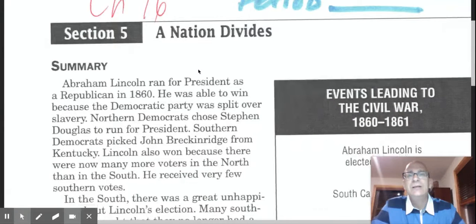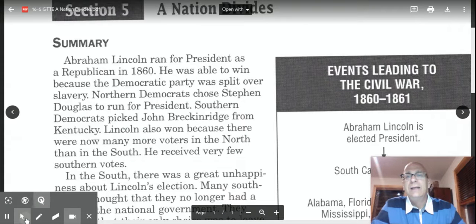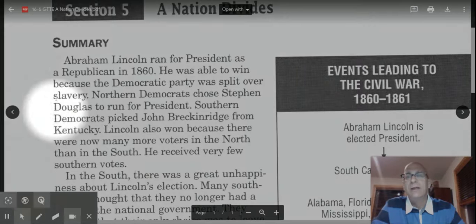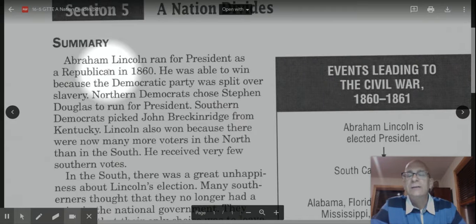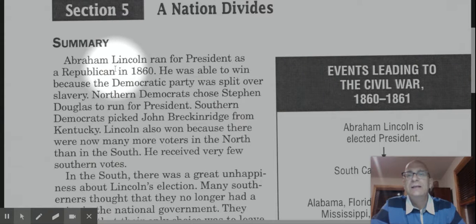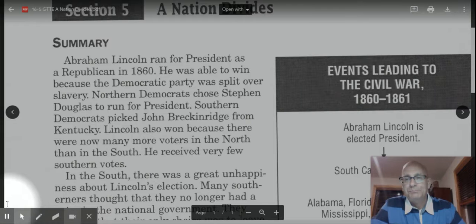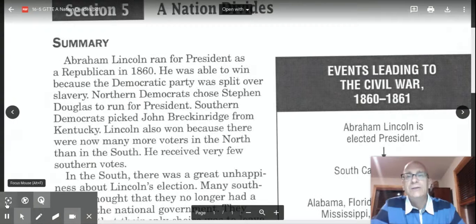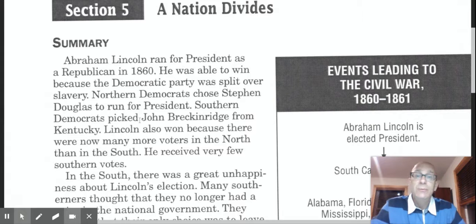16.5, A Nation Divides. Abraham Lincoln ran for president in 1860 as a Republican. After losing in Illinois in 1858, Lincoln again decides to run, this time for national office in 1860 for president. He was able to win the election because the Democratic Party was split over the issue of slavery. Northern Democrats chose Stephen Douglas to run for president. Southern Democrats picked another candidate, John Breckinridge from Kentucky.